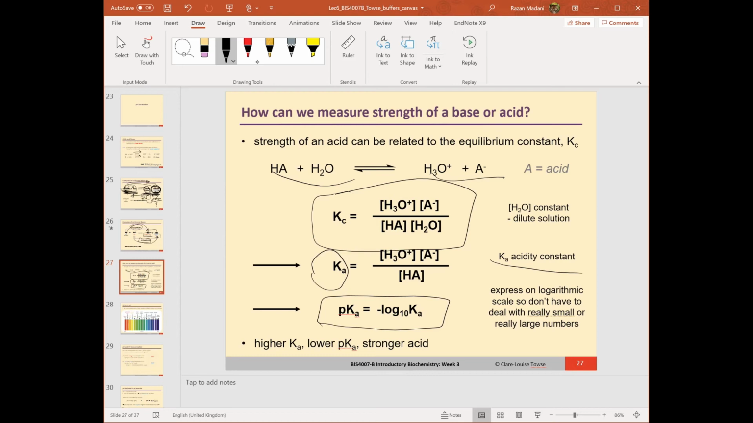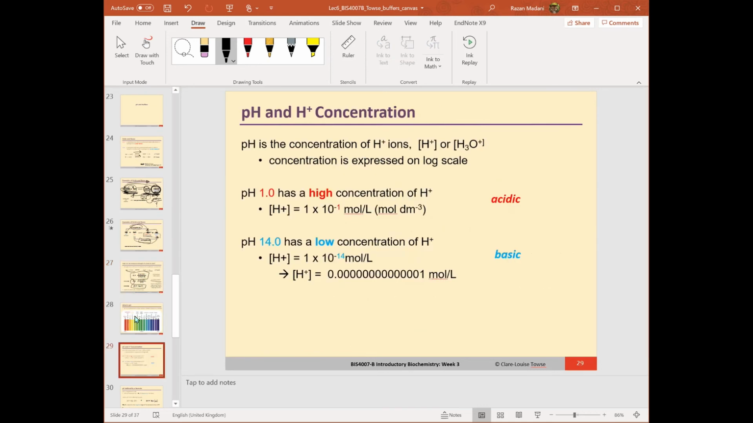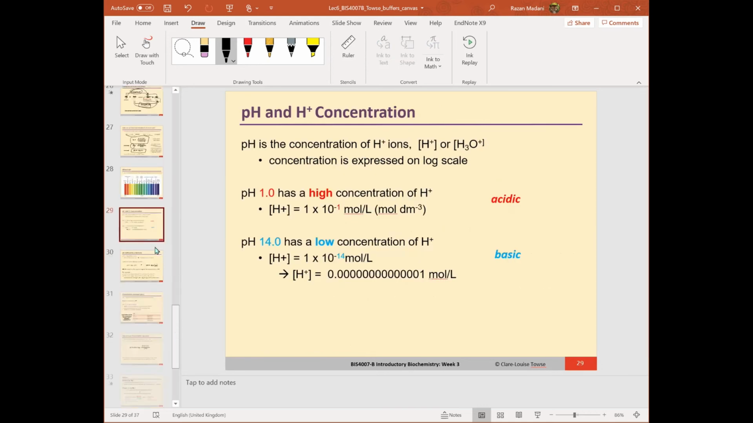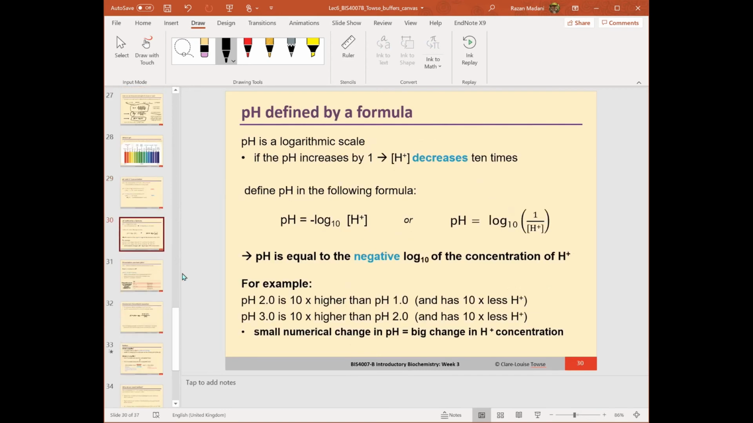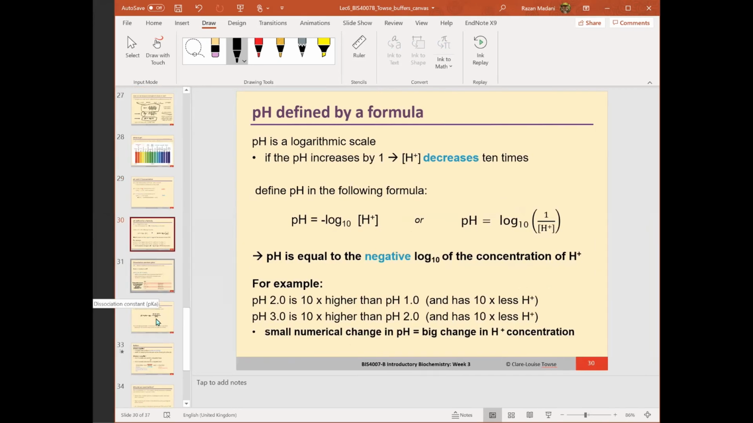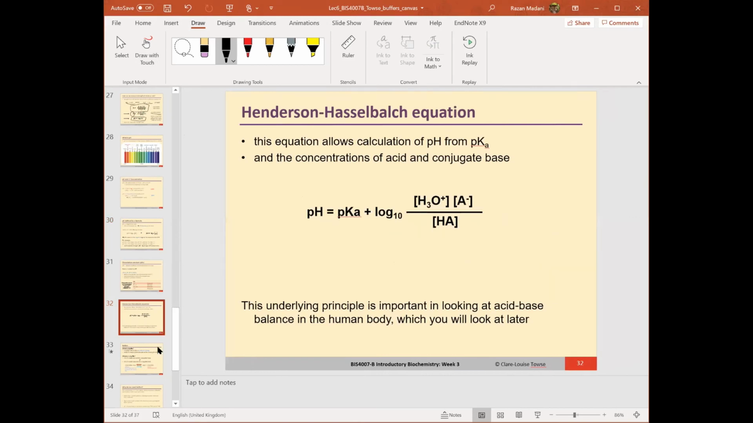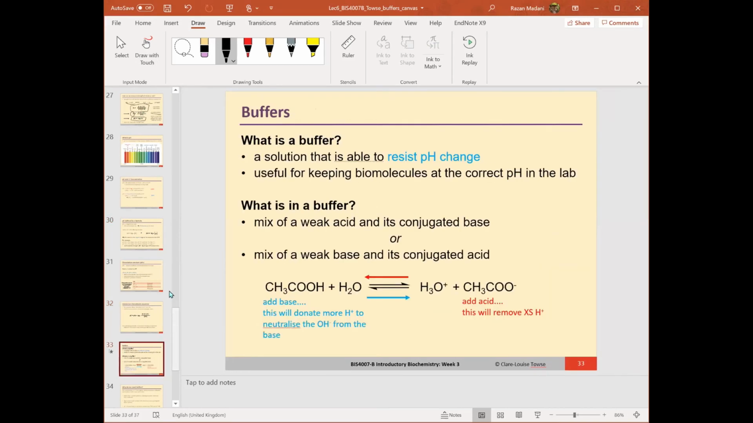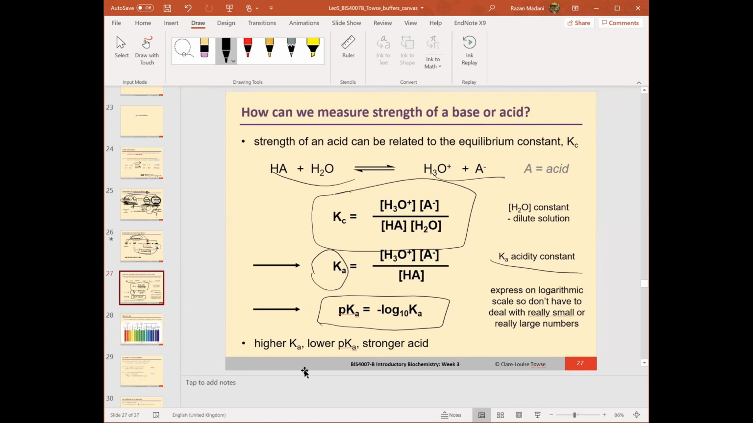Sometimes they will ask you to find out the Ka number, and they only give you the pKa number. So if you have the pKa number and you need to work out the Ka, you make Ka the subject, so it will become Ka equals 10 to the power of minus pKa. And you can find that in the notes that I'm going to provide, and they will be underneath the video in the description.